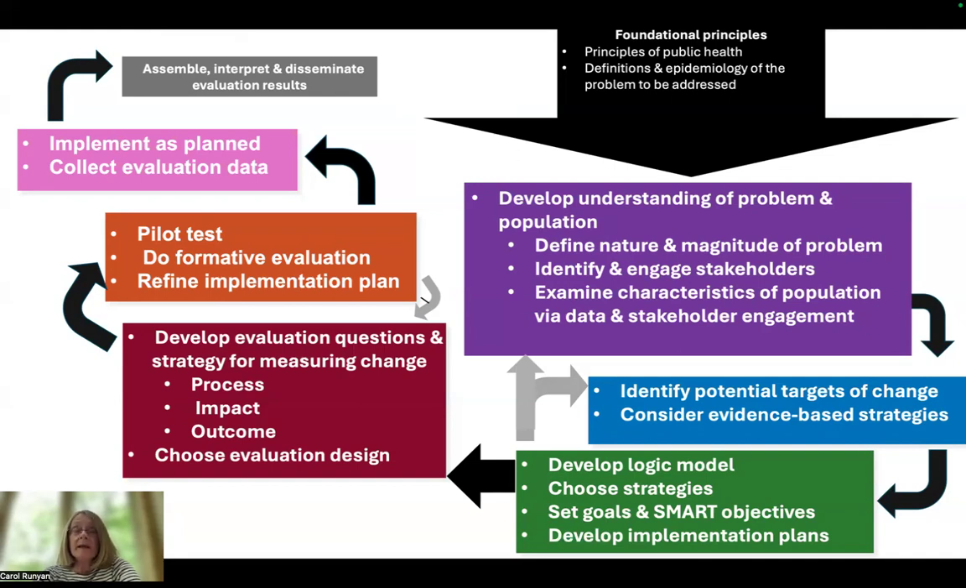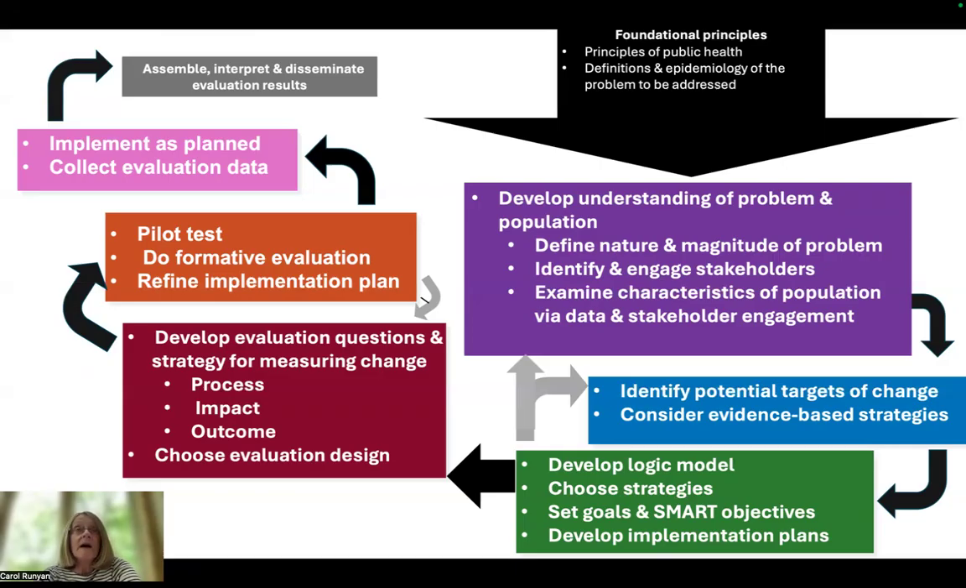From there, we develop our planning process by developing a deeper understanding of the problem and the population affected. We define the nature and the magnitude of the problem, the scope of the problem across the population, and we identify and engage stakeholders who can help make sense of what's happening in that environment. They can help examine characteristics of the population and help us use data through their engagement to understand where we're working and what we need to do.